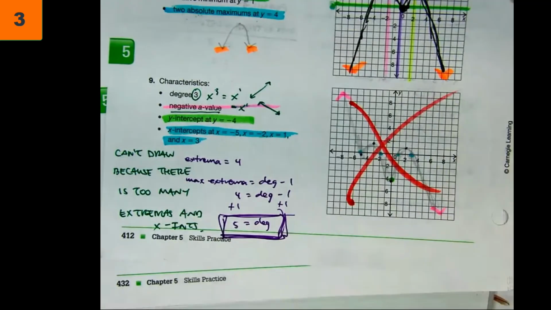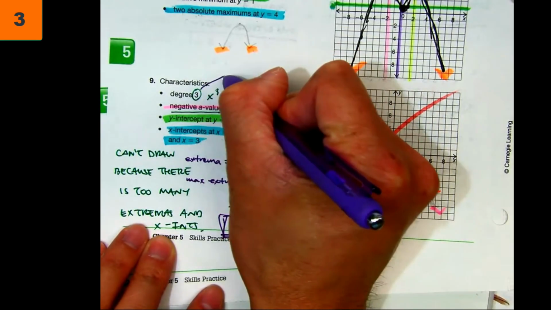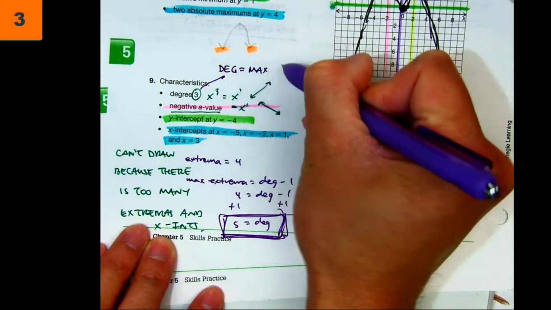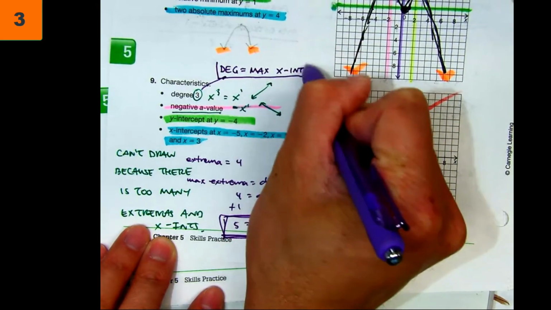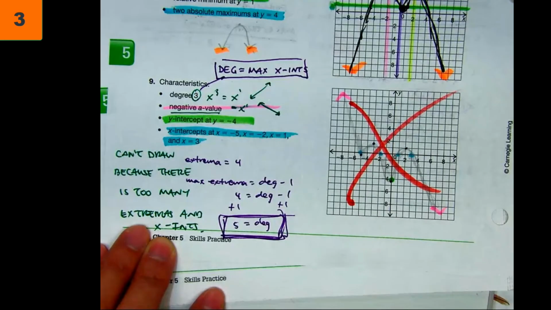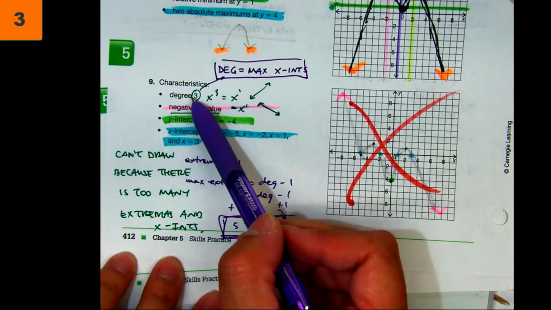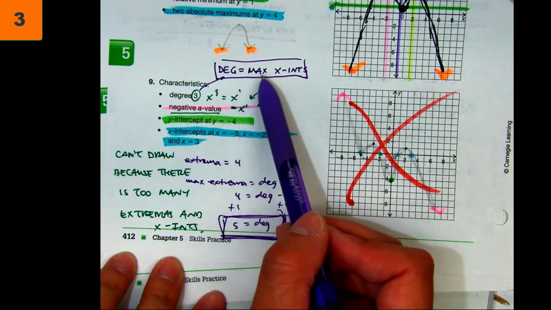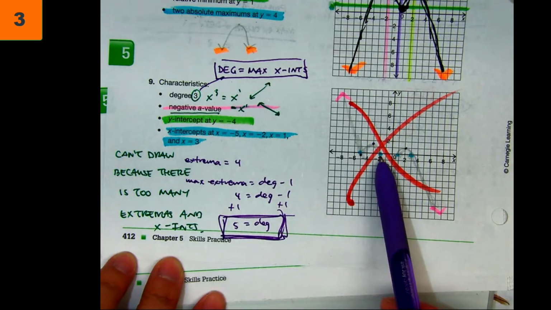You can write this down as a formula. The degree equals the max number of x-intercepts. Let me show it to you. Class, what degree do we have in this problem? 3. So we should have 3 x-intercepts at most. Count with me. Ready, set, go. Too many x-intercepts. Does that make sense?